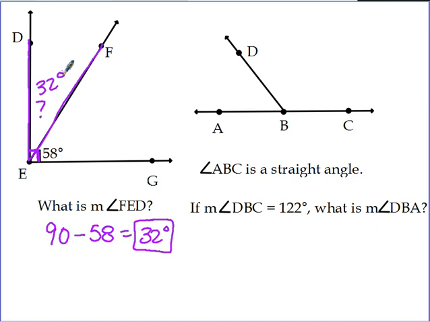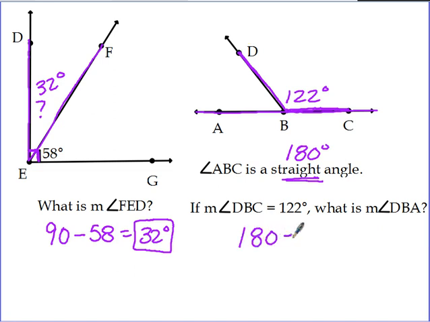For my next one, they tell me that it's a straight angle. Remember, straight means 180 degrees, and I can see that it makes a straight line there. So it will be 180 degrees. It tells me that DBC is 122. So that's this side, DBC. And so to find DBA, I again just have to subtract. So 180 minus 122 is 58 degrees.